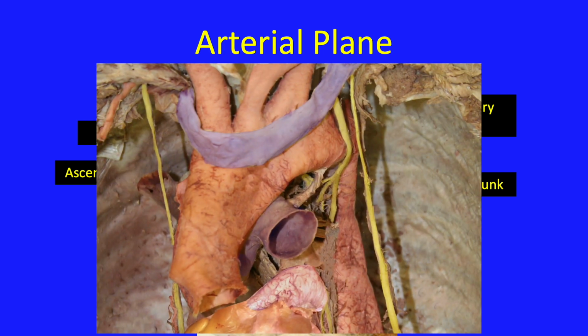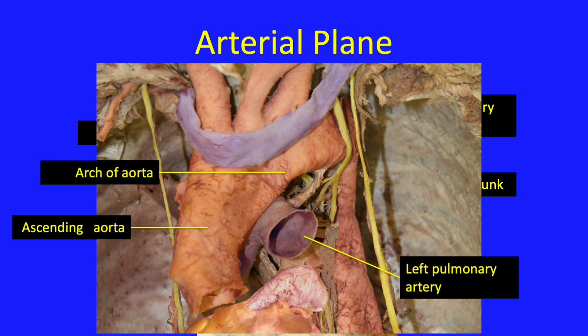By zooming in on this area, we can see important structures of the superior mediastinum and label them: the ascending aorta and its arch, and the cut pulmonary trunk. And now identify the ligamentum arteriosum between the pulmonary trunk and the arch of the aorta.